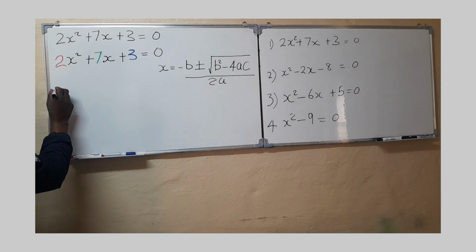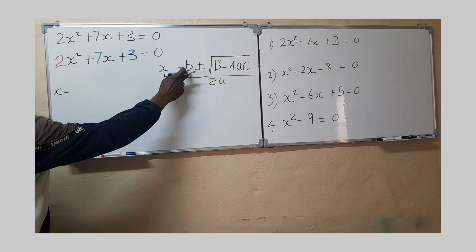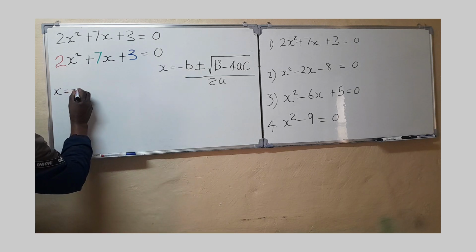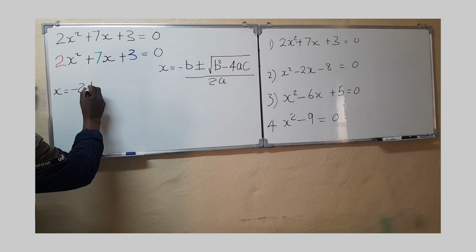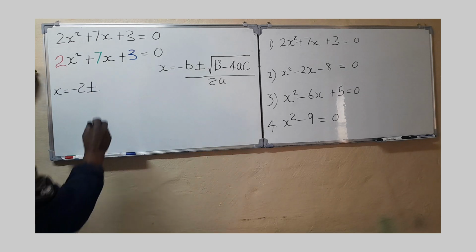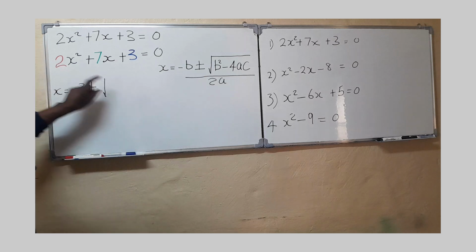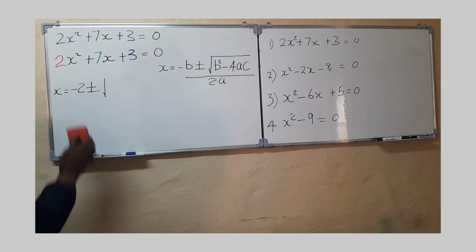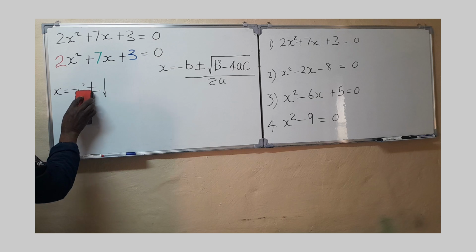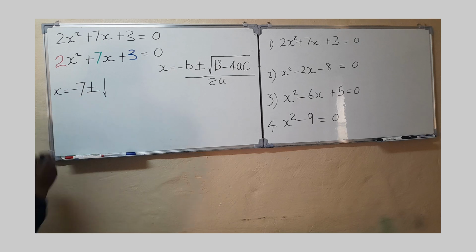So we can now write x is equal to, b is 2, so it's minus 2 plus or minus the square root of, what is our b again? Our b is, oh, sorry, I'm capturing it wrongly. Our b is 7. I beg your pardon here. Our b is 7. So there is our 7 there.